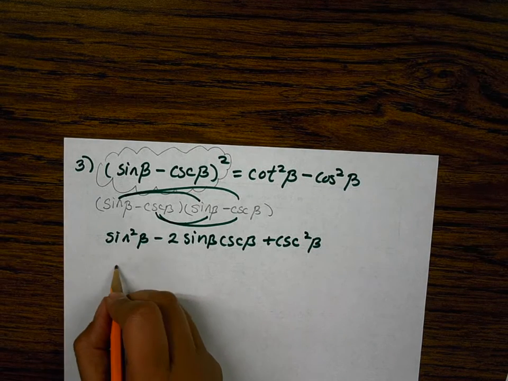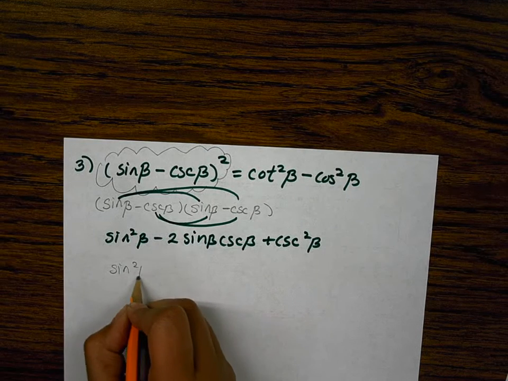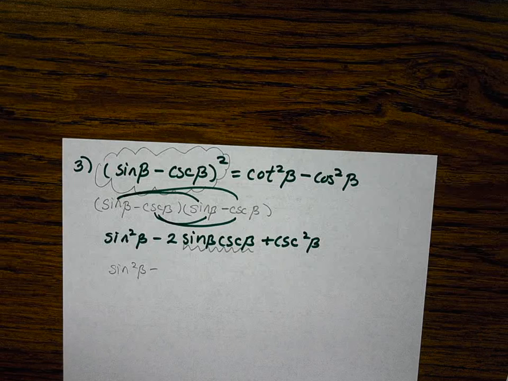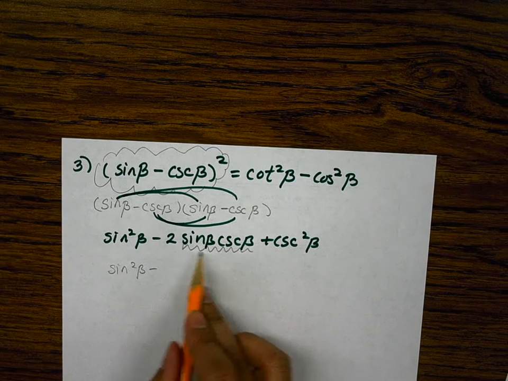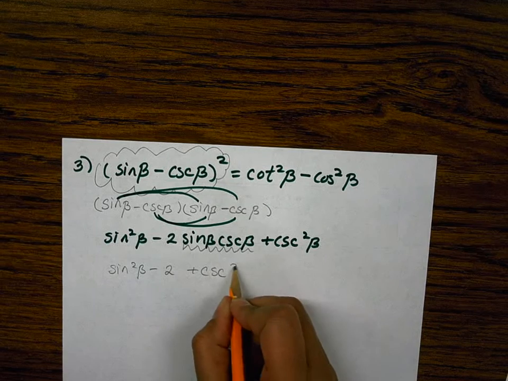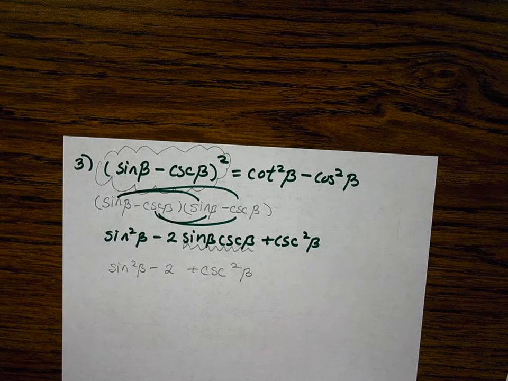I'm going to write this. I'm going to leave it as sine squared beta for now. Takeaway, I'm hoping you recognize that sine beta times cosecant beta is 1, and 1 times 2 is 2, so minus 2 plus cosecant squared beta.